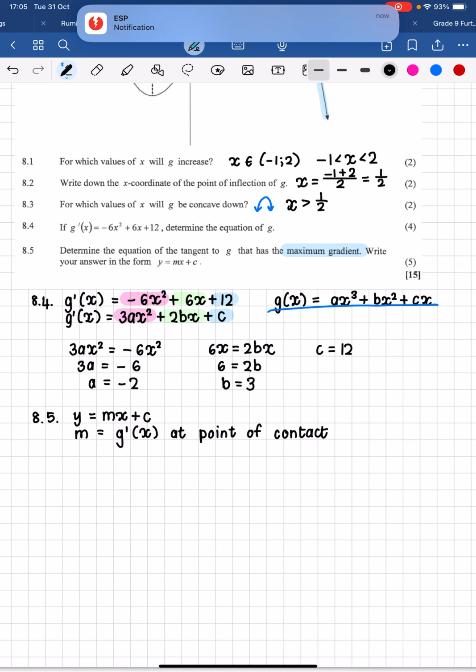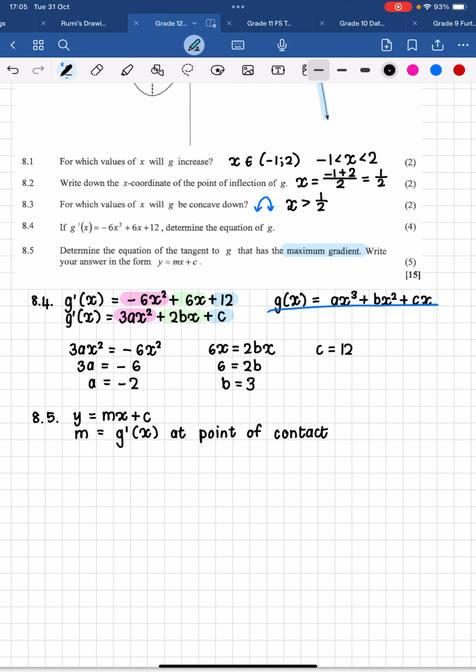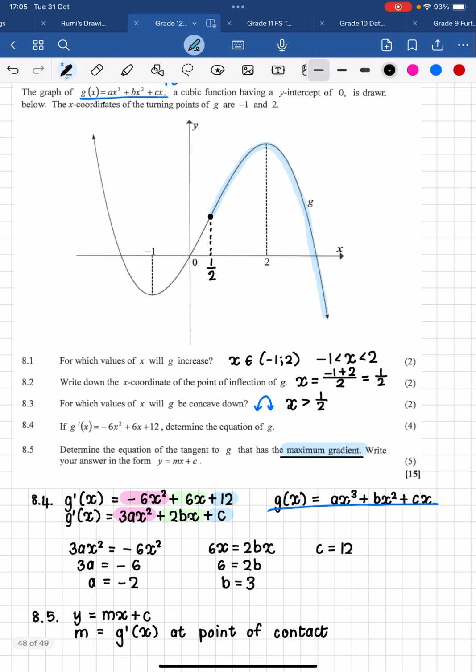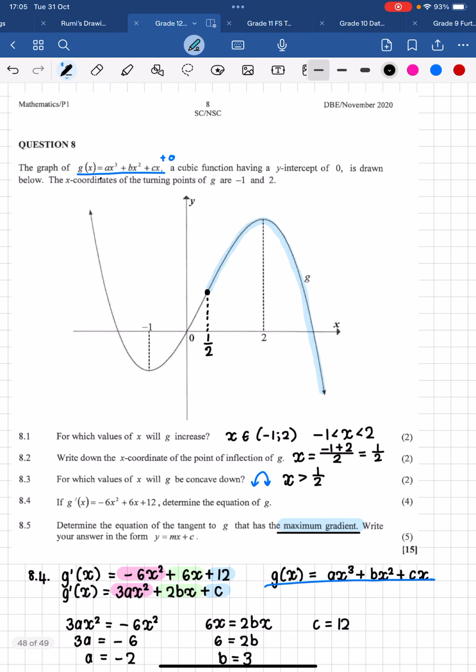I am going to write the equation of g just now, yes, but before we get to that, something that's very important here, guys, is that a tangent that has a maximum gradient, that is the steepest possible tangent that you can get. And guys, that tangent is actually going to be at the point of inflection. So this is not a good sketch because it's not drawn to scale.